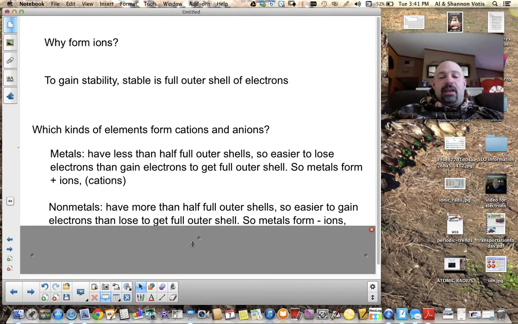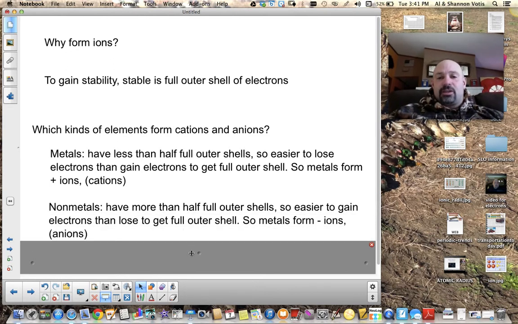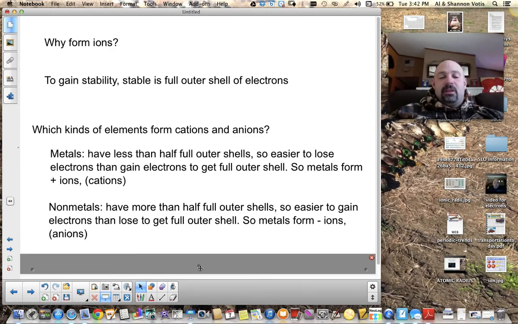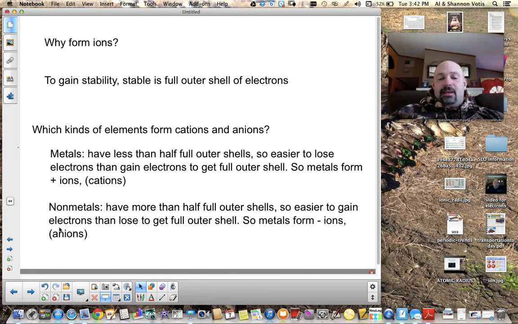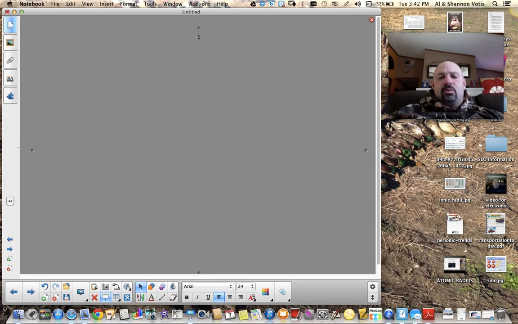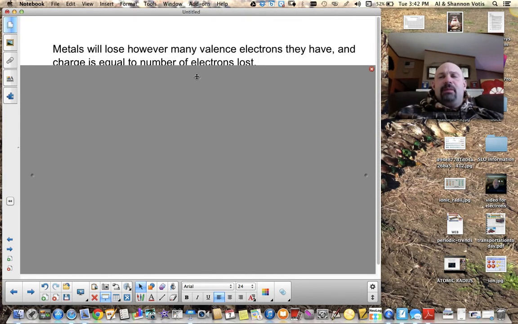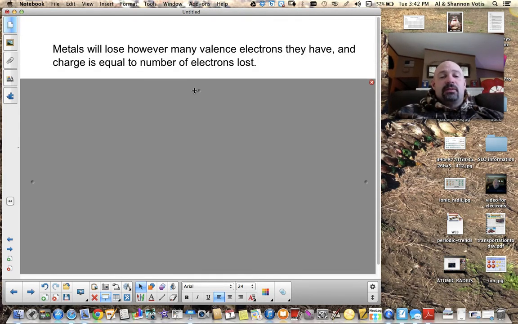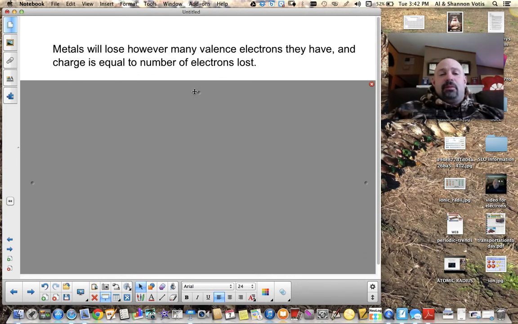Nonmetals, on the other hand, generally have more than half full outer shells. So to get a full outer shell, it will be easier for them to gain electrons than to lose all the electrons in their outer shell. So they're going to gain electrons to form anions. So metals form cations, nonmetals form anions. Okay, so we're good so far in that case. But how many electrons will they gain? How many will they lose? Now, if we take metals as an example, let's say we have aluminum. Aluminum, as an example, has 3 valence electrons.